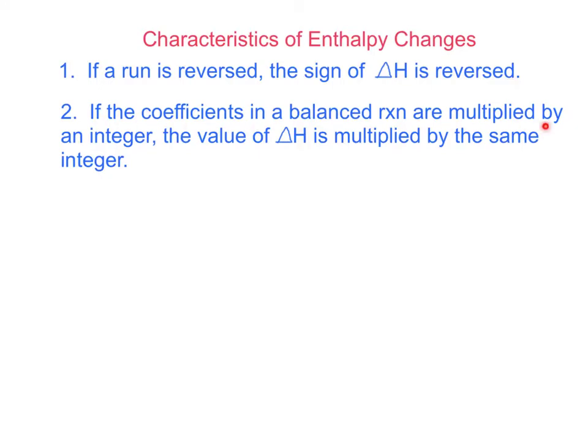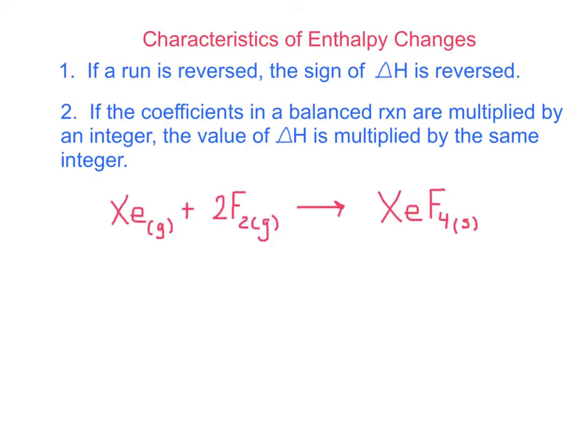The second important characteristic of enthalpy changes is that if we have a balanced chemical equation, and we multiply all of the coefficients in that reaction by some integer, then we also must multiply the value of the change in enthalpy by that same integer. And we'll give you an example here.